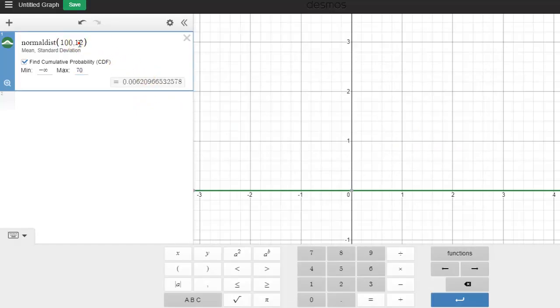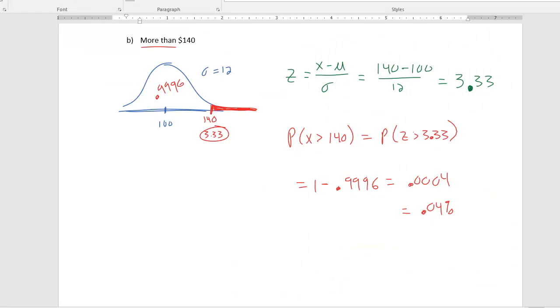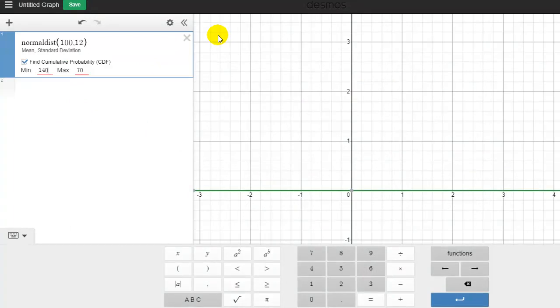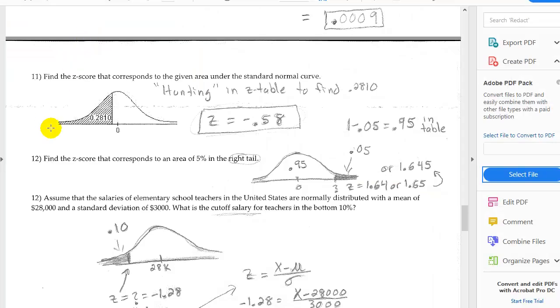With Desmos, I have my mean, my standard deviation, and what was my value again? More than 140. So I'm going from 140 out to infinity. And there is that probability or area under the curve. The nice thing about the standard normal distribution is it really is a normal distribution where I can specify my mean and standard deviation. If I want it to be standard normal and use z-scores, the mean has to be 0 and the standard deviation has to be 1.